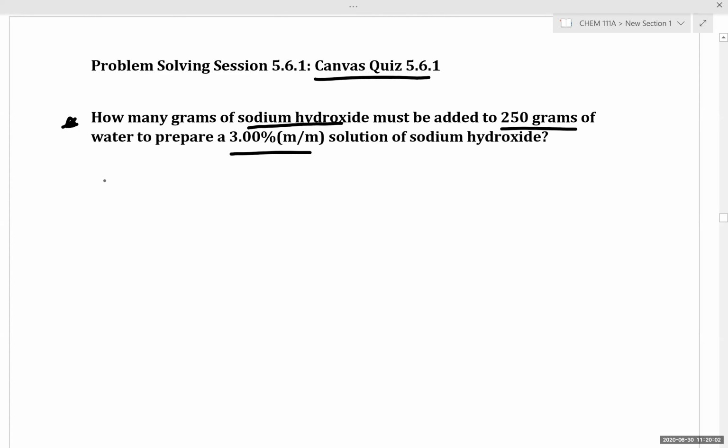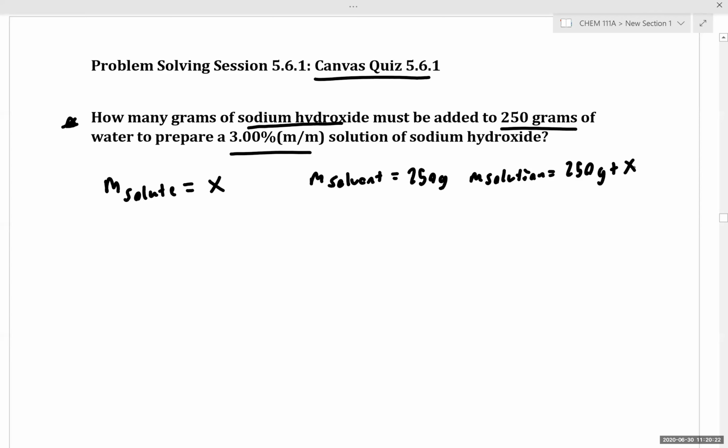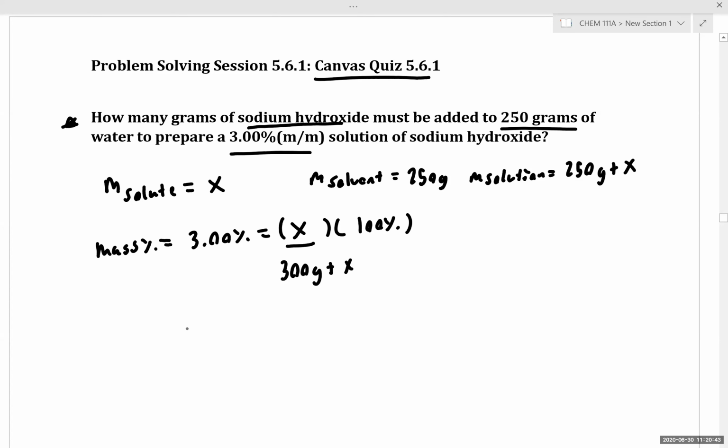Okay, so first and foremost, we know that the mass of solute we're going to represent as a variable x. The mass of our solvent is 250 grams. And the mass of our solution would be 250 grams plus x. Okay? So then our mass percent of sodium hydroxide, which is 3.00%, is equal to the mass of sodium hydroxide, x, over 300 grams plus x times 100%. Now we'll just execute on the algebra.